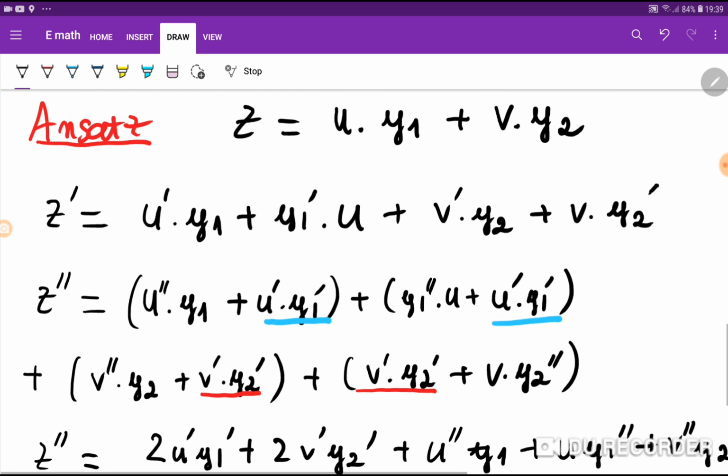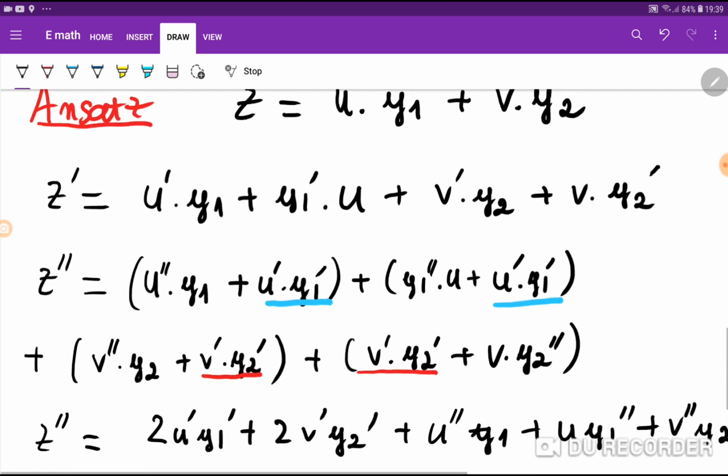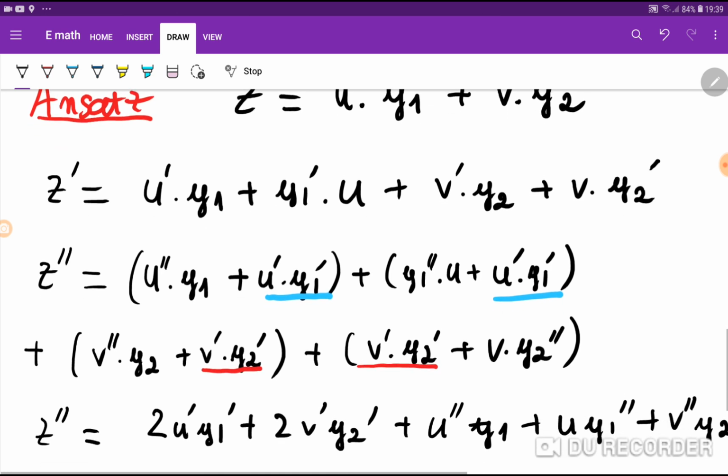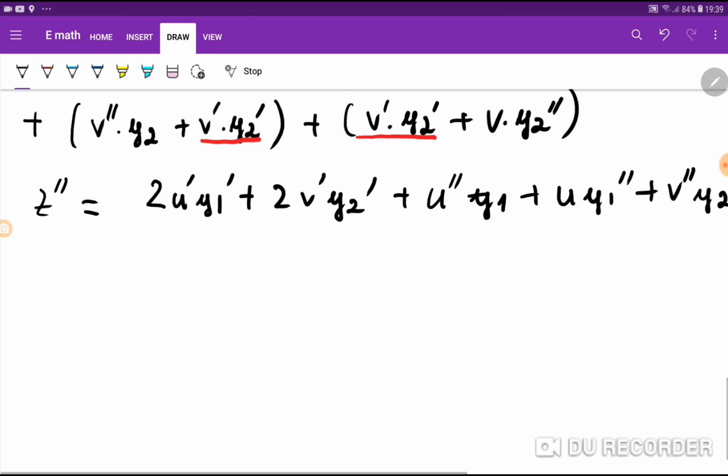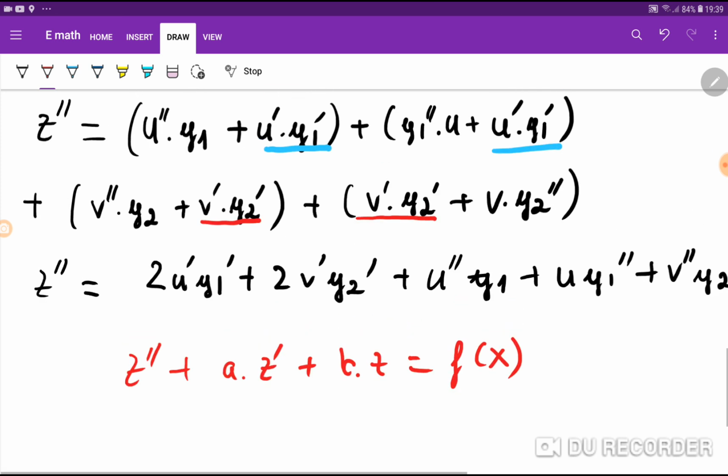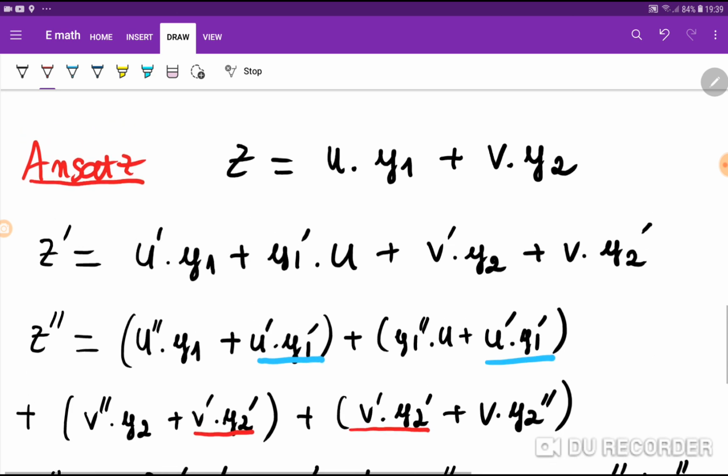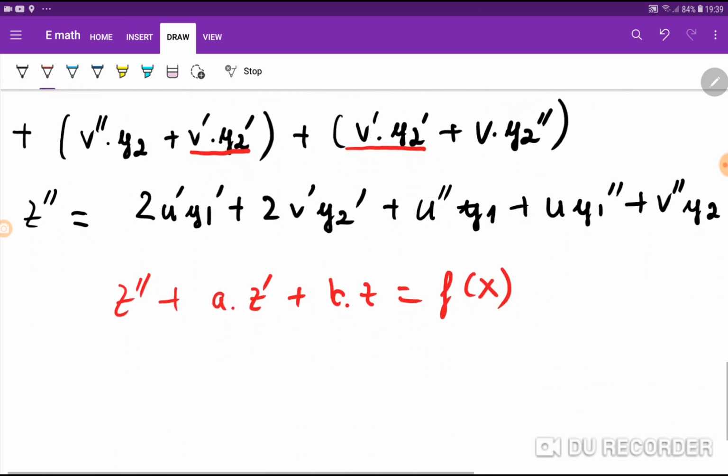Okay, I found z', z'', and z. So what do we have? The main equation is z'' + a z' + b z = f(x), right, guys? So we have to plug everything in, and we have to plug in the constraint here.